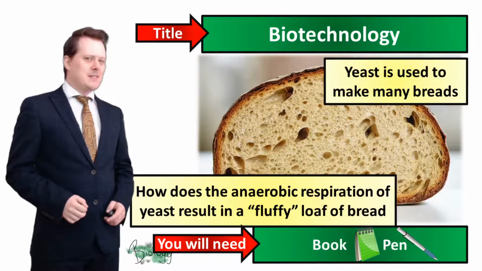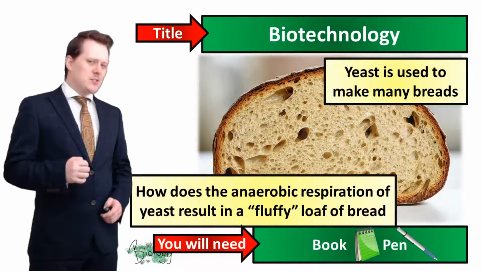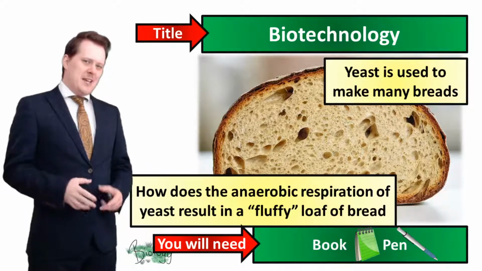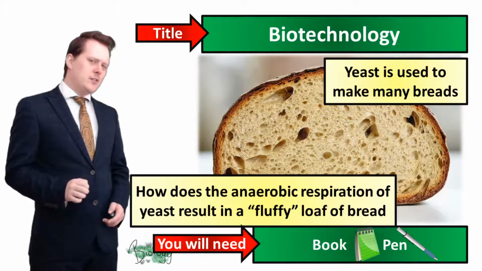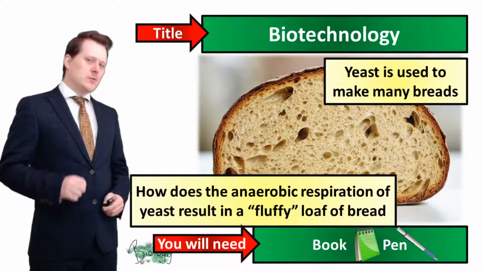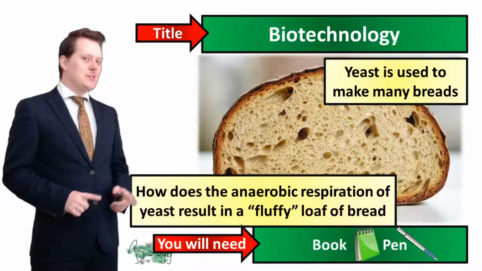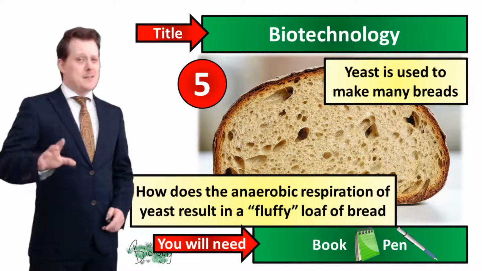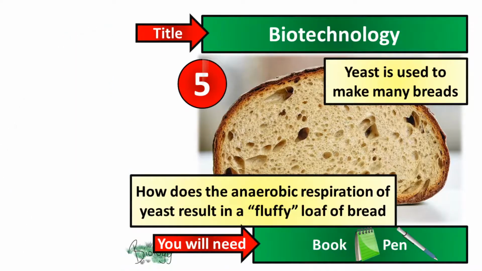For today's starter activity we're going to be looking at how yeast is used to make bread, and I want to know, how does the anaerobic respiration of yeast result in a fluffy loaf of bread? So think back to the equation for anaerobic respiration. What is produced as a result of this process, and which one of those products is going to result in this fluffiness? I'm going to put 5 seconds on the clock, and if you need more time, pause the video, and when you're finished we'll go through the answers together.